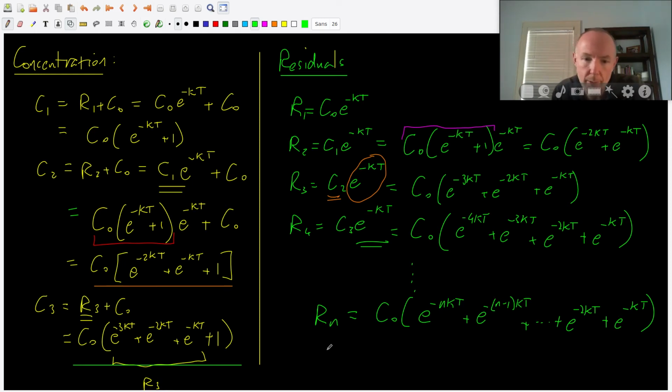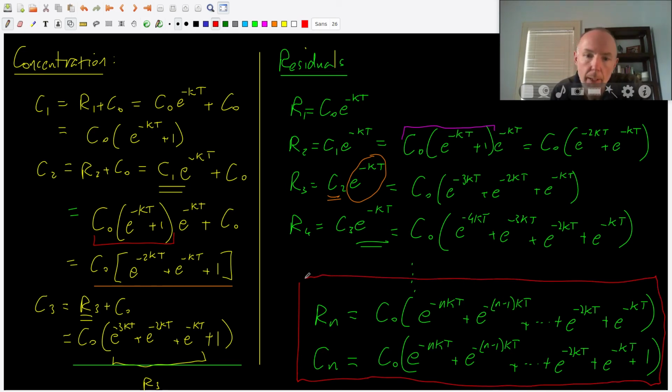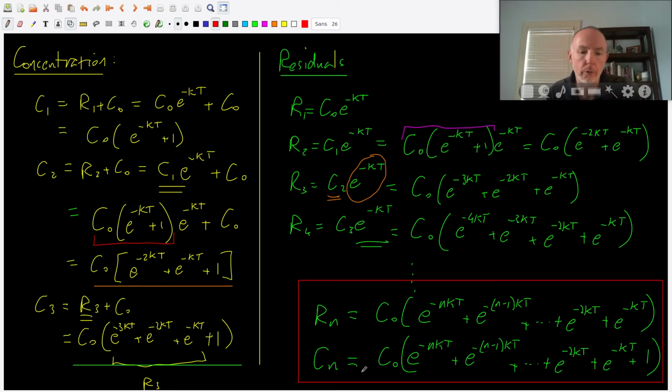So there's our R sub n, and C sub n is similar. If the third one had up to the third power but included the 1, it's going to be almost like this, but it's going to have the plus 1 there. So the third one starts with e to the minus 3kt, the nth one starts with e to the minus nkt. We've got these formulas for what happens after n doses. And if I know what happens after n doses, I can do exciting things like take the limit and find out what happens after an infinite number of doses.